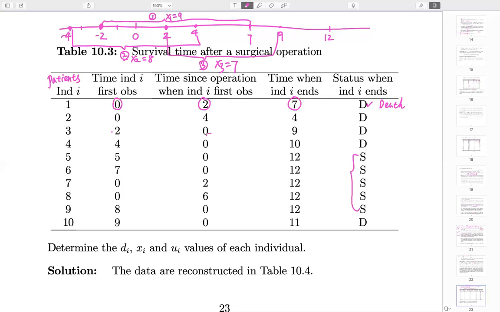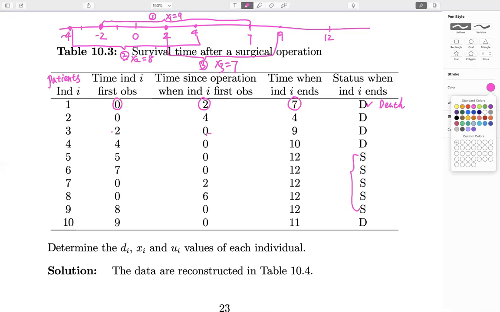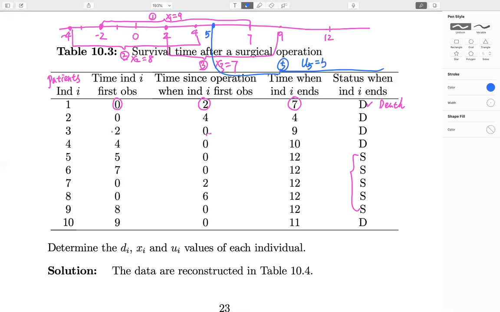We also have some patients survived. So let's do a survival case. Who's the first survival? Patient 5, right? So it's 5. Let's use a different color. So here, let's say this is a 5. Right, so we don't know, but we know this is patient 5. So it should be U equals 5. So this actually means greater than 5, right? But we just put 5, meaning it's actually beyond 5. Okay, you can obviously do the rest, right?